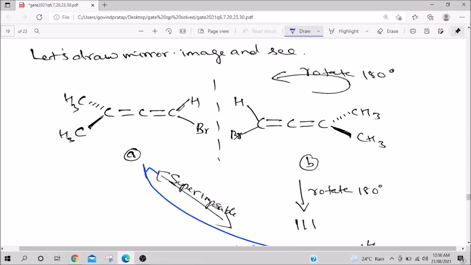So I am drawing a mirror image. What is happening? This is front. So here also this will be front. And then this part there is no issue. Then this part CH3 is front. So I do CH3 front, CH3 behind, CH3 behind.